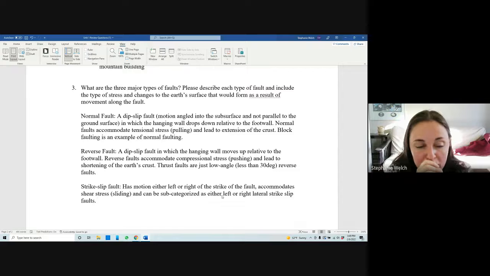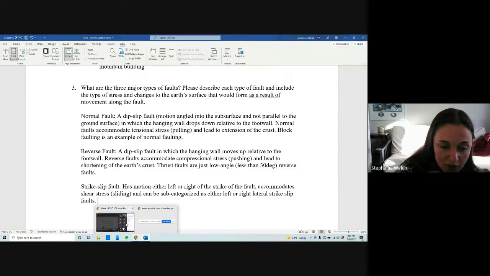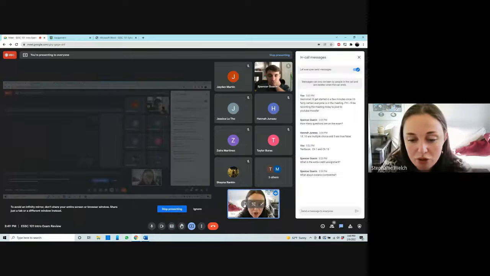So faults in particular are something where you could take these paragraphs and read them a half a dozen times, and it's not going to make nearly as much sense as watching a video describing the three types of faults, or just seeing this displayed in pictures. So give me just a second. I'm going to stop presenting, track down my pictures real quick, and then you'll be able to actually see these three types of faults.